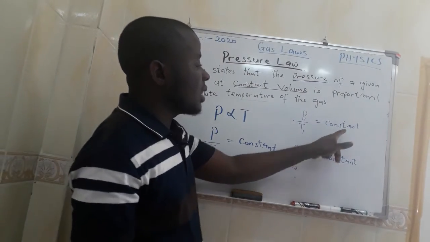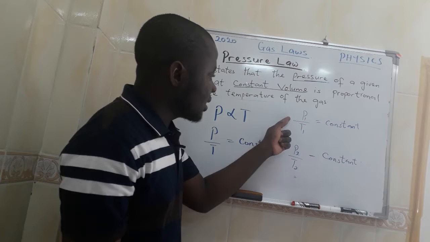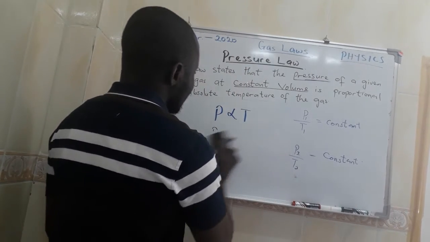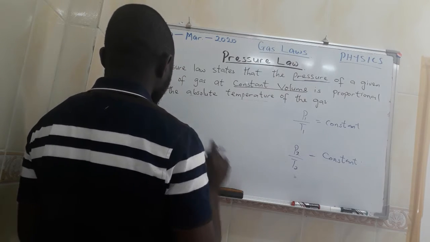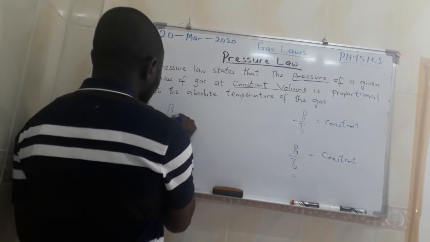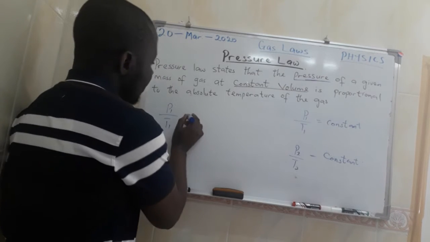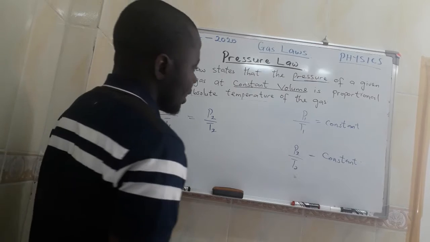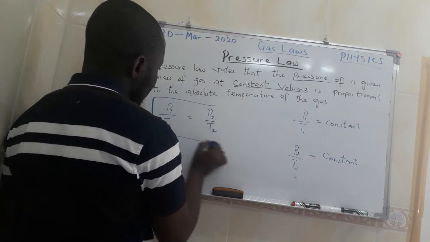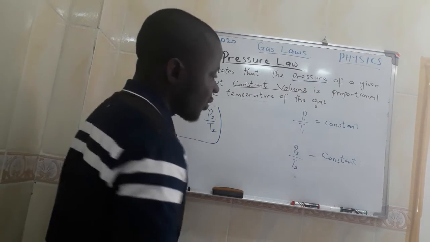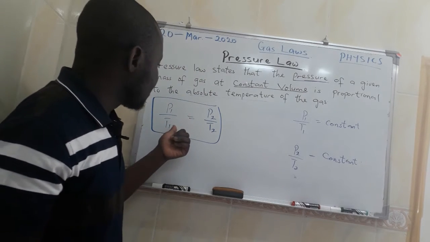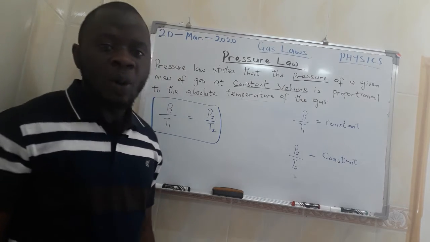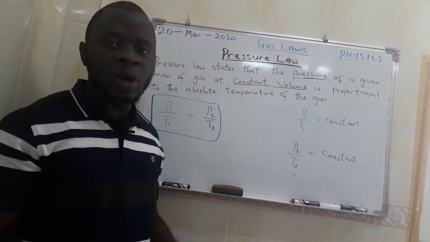Now, since this and this are the same, it means this and this are also the same. So I can have my P1 divided by T1 to be the same thing as P2 divided by T2. Now, this is the relationship of pressure law, right? That the first pressure divided by the first temperature is the same thing as P2 divided by T2. Now we are going to take an example to understand this equation better.